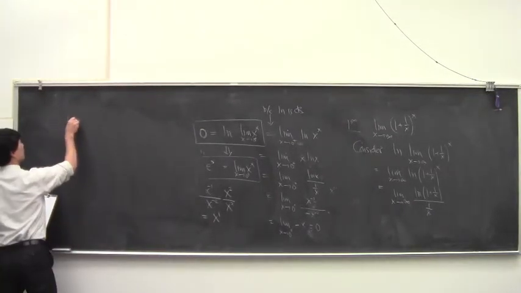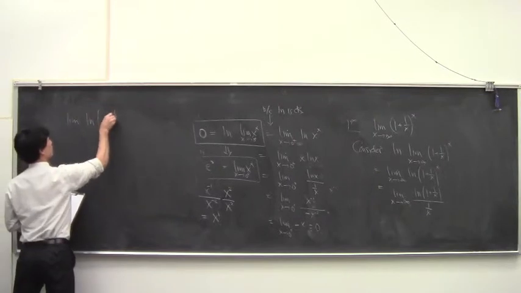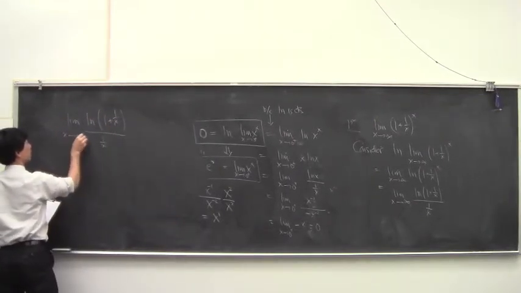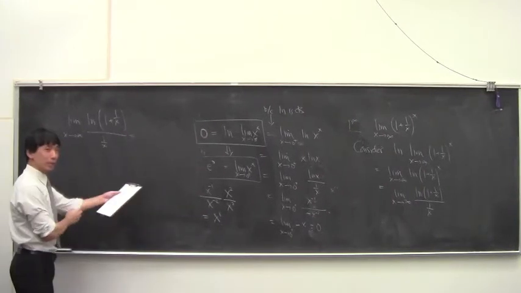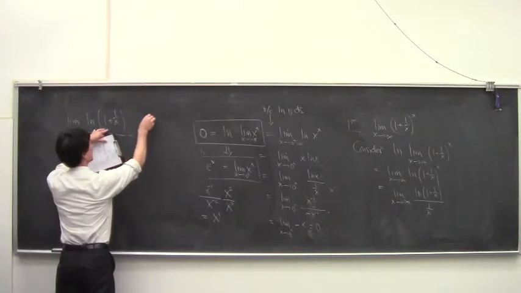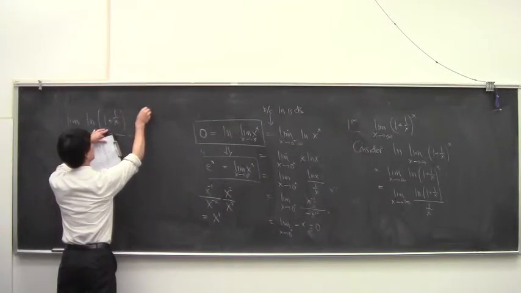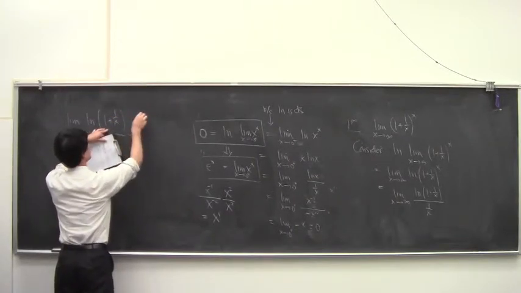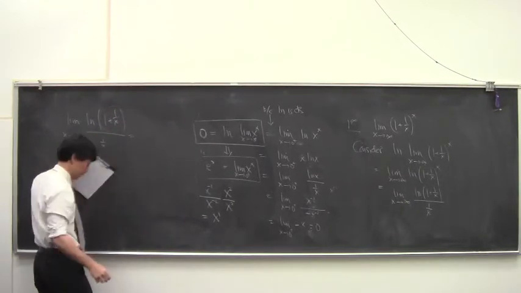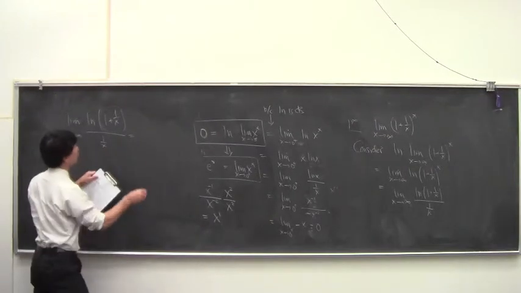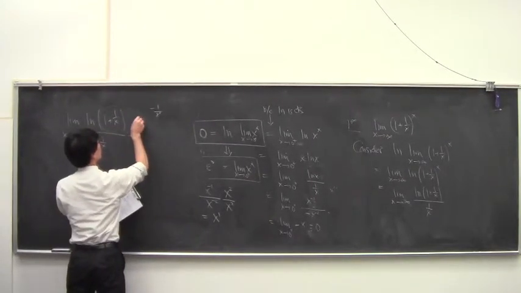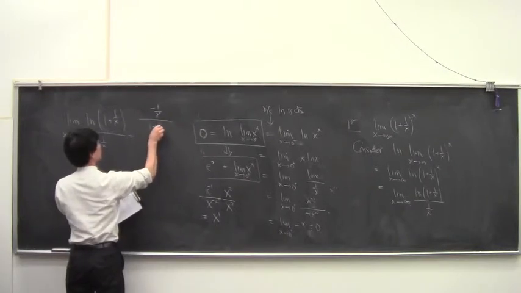So the limit of the natural log of 1 plus 1 over x, over 1 over x, as x goes to infinity. So what's the derivative of the top? You're going to get 1 over 1 plus 1 over x. So you get the derivative of this thing over this thing. Right, so you take the derivative of this thing, that's going to be negative 1 over x squared over this thing.